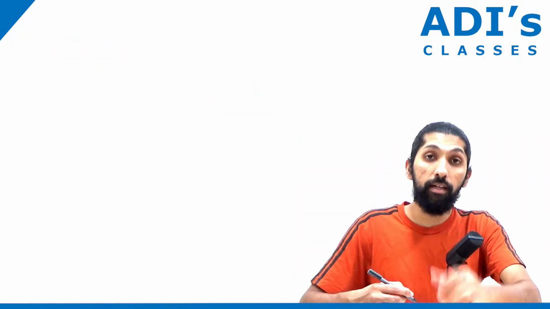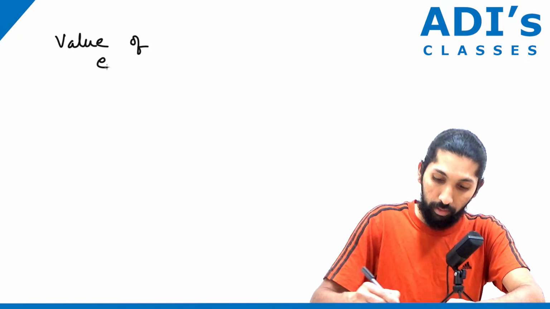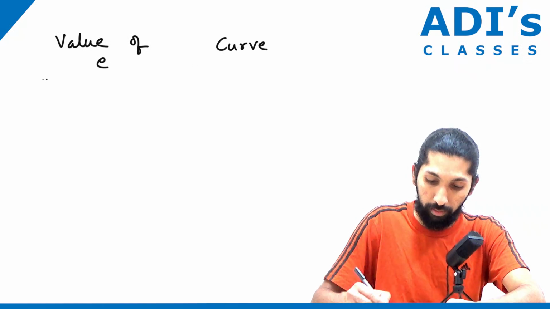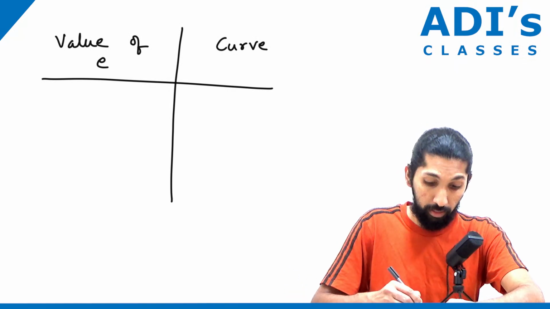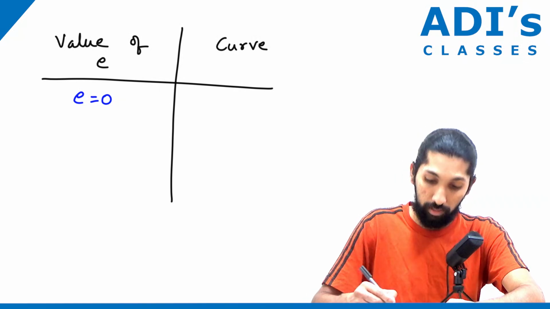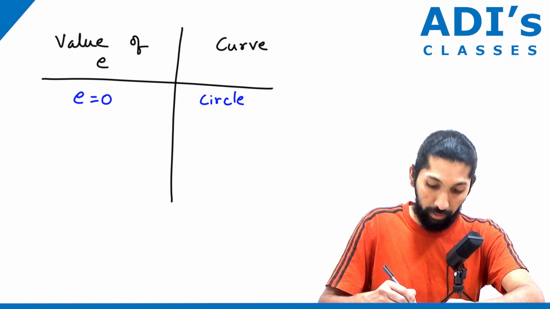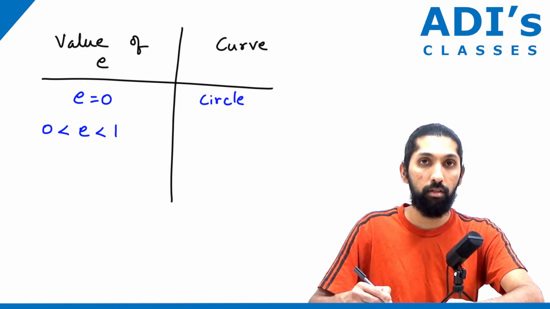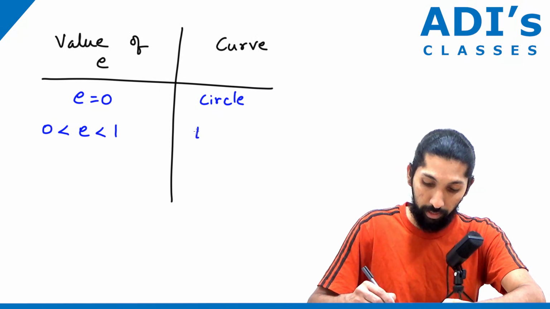All right, we'll make a table. This is the value of E, and here we can say this is the curve. What type of curve are we going to get? We'll make a nice table. The first one: suppose E value is equal to 0, then it is a circle. Suppose E value is between 0 and 1, more than 0, less than 1, then the figure is going to be an ellipse.